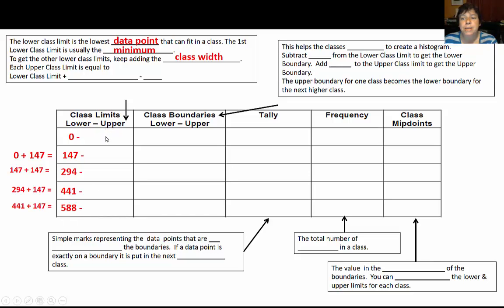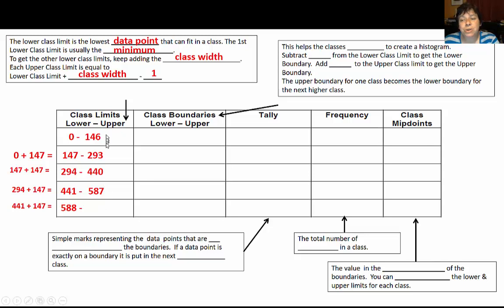Now this upper limit is basically almost the class width away. You actually have to take 1 away, so you stop 1 short. An easier way to look at this is: what's 1 short of 147? 146. 1 short of 294 is 293. 1 short of 441 is 440, and 1 short of 588 is 587. But you're probably going, wait a second, I don't know what the next one is here, so I don't know how to figure this out.